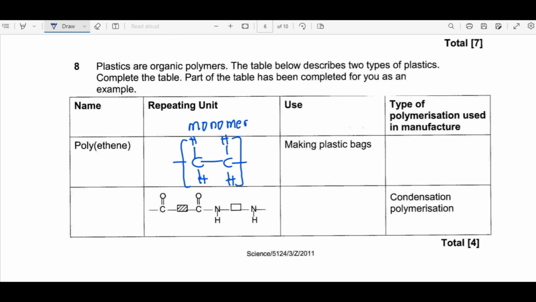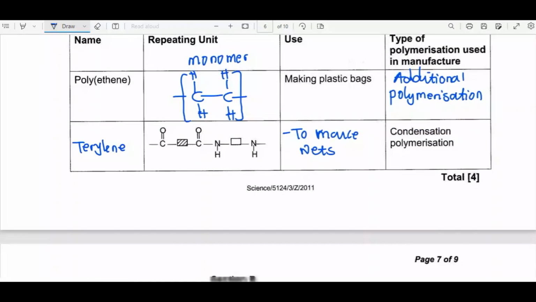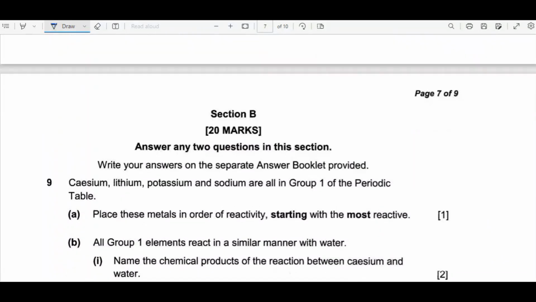Formation of such polymers, they are formed by addition. Then for this one we can say this is a polyamide, though they have the same structure as a protein. Then use to make nets. Okay, so now let's look at the 1 or 2 from this section.